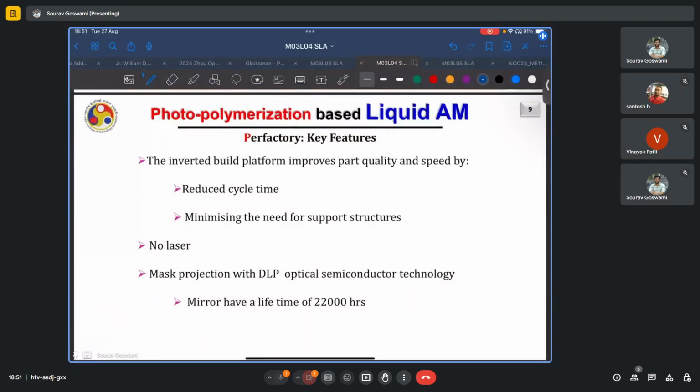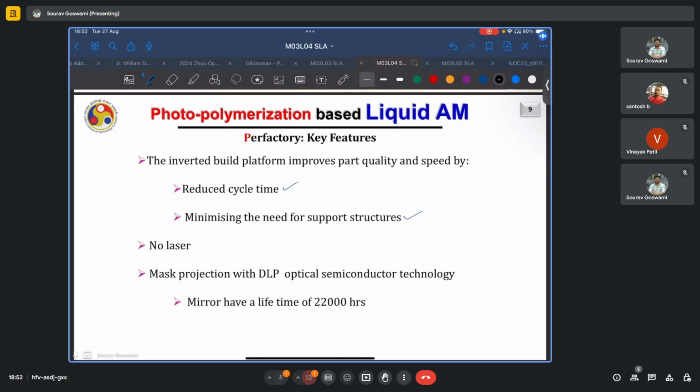Just by inverting the build platform, the part quality and speed are improved. The cycle times are reduced because, as we discussed, the entire region of interest is being exposed and illuminated in one go rather than, say, scanning it point by point. The need for support structures is also minimized.